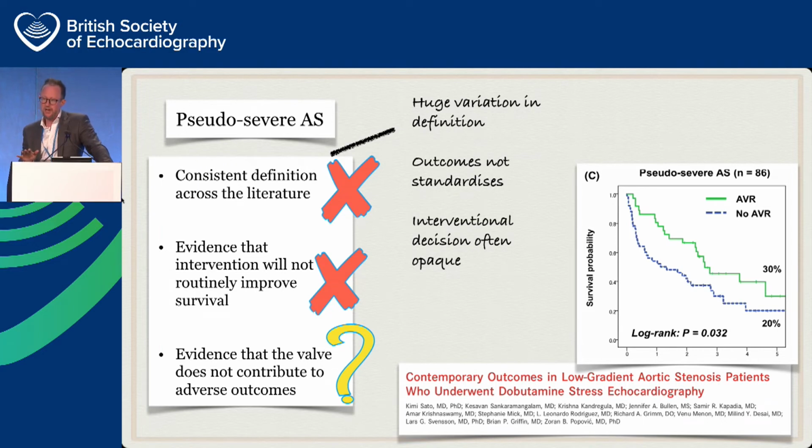There's a huge variation in the definition of pseudo-severe AS. So again, it's sometimes that the gradient doesn't go above 40 or it doesn't go above 30, or sometimes if the valve area goes up by more than 0.3. It's very, very, very varied.